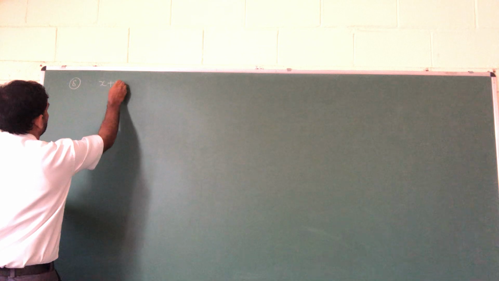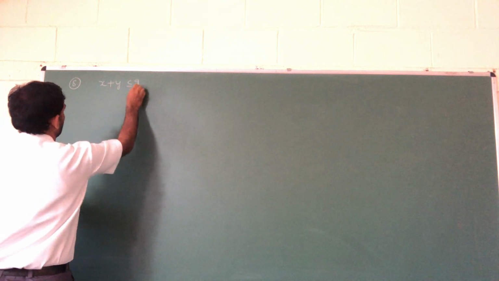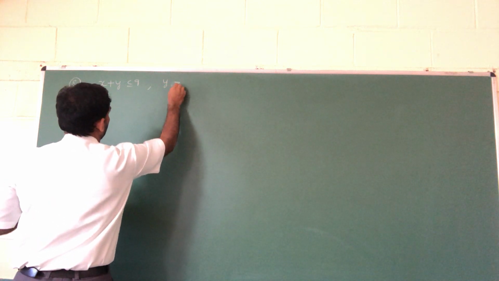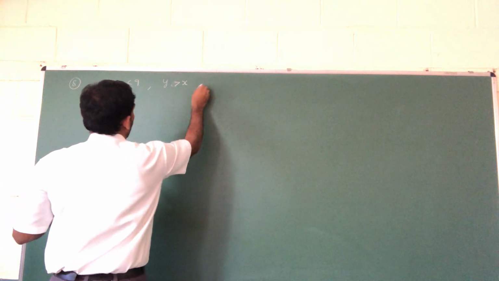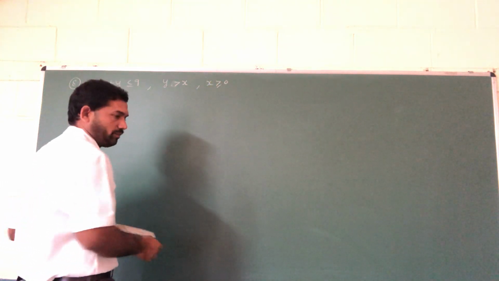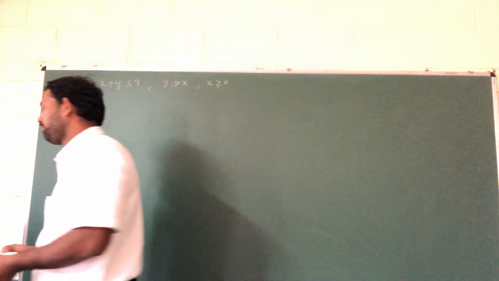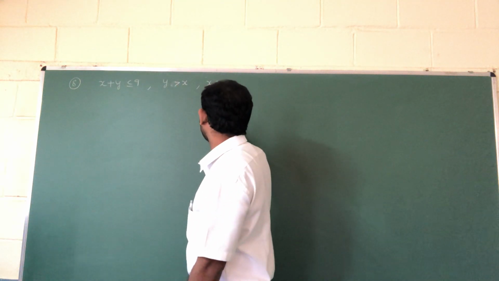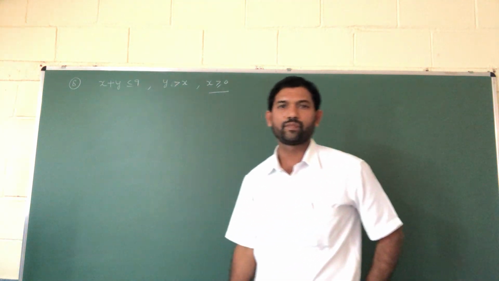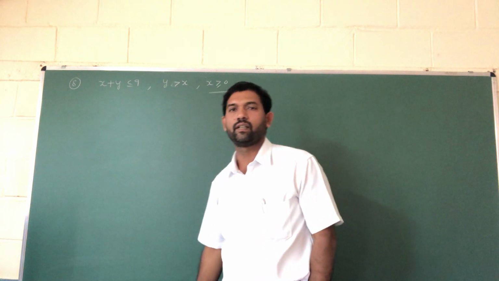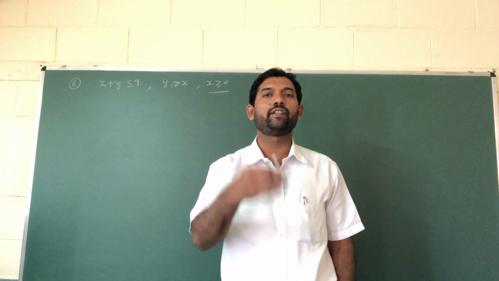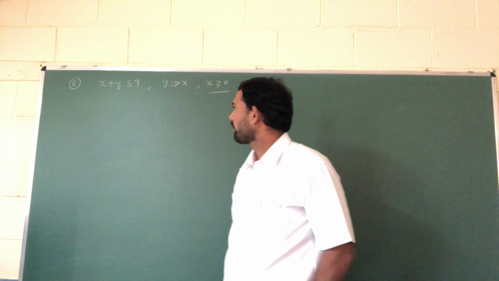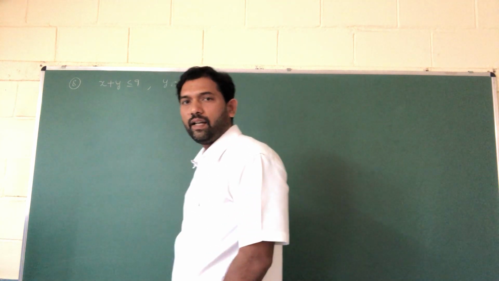x plus y less than or equal to 9, y greater than x, x greater than or equal to 0. So in that one, two inequalities are given; x greater than or equal to 0 is not a real inequality to graph. Okay? X greater than or equal to 0 means the solution should be present in the first quadrant. Understand? Listen.